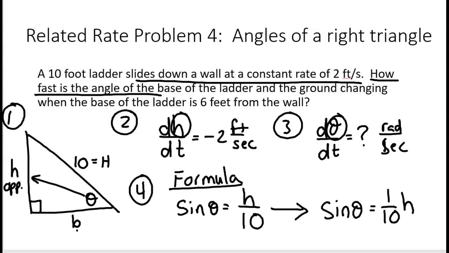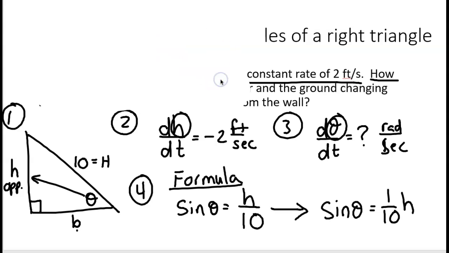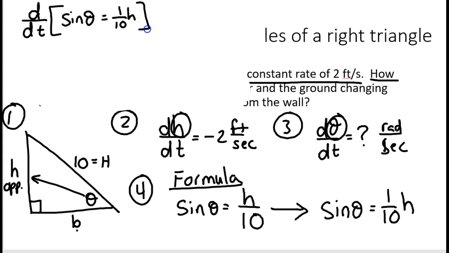All right, so let's do step 5 now. Step 5 is to find the derivative of that formula. So I want to find the derivative of sine theta equals 1/10 h with respect to t. If I take the derivative of sine, that's going to be cosine. But since we're taking the derivative of something with a theta, but doing it with respect to t, I need to multiply it by d theta/dt.